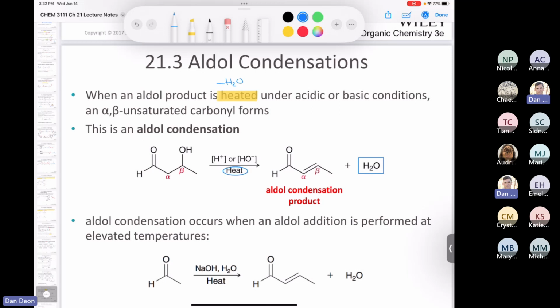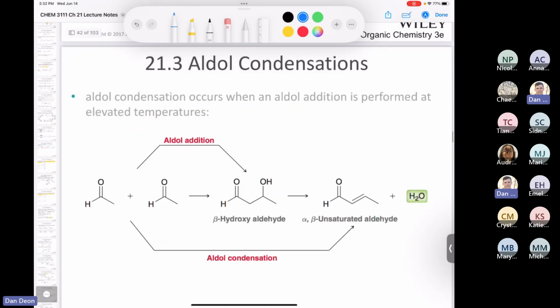So if you just use sodium hydroxide and water, you're going to get the aldol addition product. But if you heat it up with sodium hydroxide and water, then you're going to get the aldol condensation product. Okay, so make sure you know the difference between the two. And you can see that they're shown here. The aldol addition, again, is going to be the reaction with sodium hydroxide and water, and that's going to give you the aldol. But if you treat this with sodium hydroxide in water and you heat it up, in that case, you're going to get the condensation product.